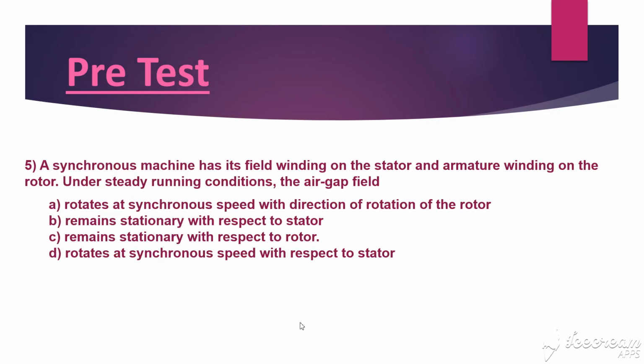And the next one: a synchronous machine has its field winding on the stator and armature winding on the rotor. Under steady running condition, the air gap field, option A, rotates at synchronous speed in the direction of rotation of the rotor, option B, remains stationary with respect to the stator, option C, remains stationary with respect to the rotor, option D, rotates at synchronous speed with respect to the stator. The correct answer for this question is remain stationary with respect to the stator. So this is some pre-test corresponding to the synchronous motor.